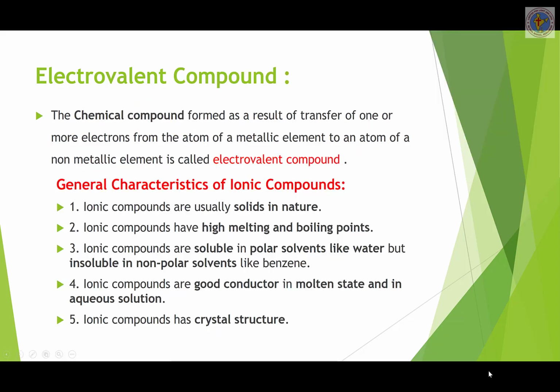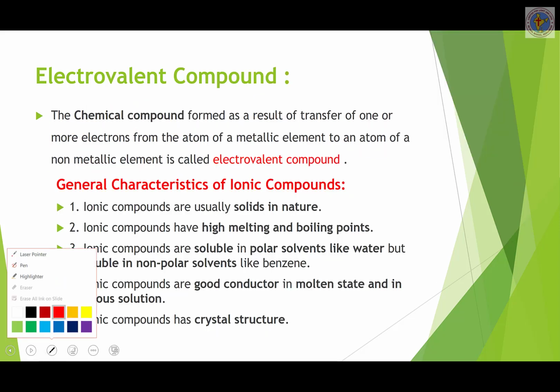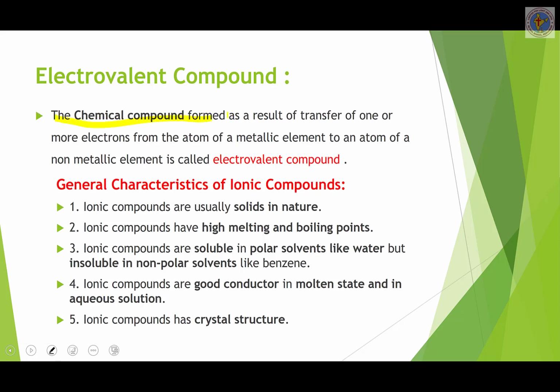Okay, now let us learn about electrovalent compound. What do you mean by electrovalent compound? Electrovalent compounds are the chemical compounds formed as a result of transfer of one or more electrons from the atom of a metallic element to an atom of a non-metallic element. So whenever transfer of one or more electrons takes place from a metallic element to a non-metallic element, of course electrovalent bond is formed, and we are getting what type of compound, children?